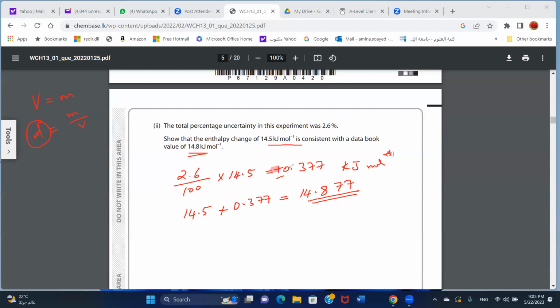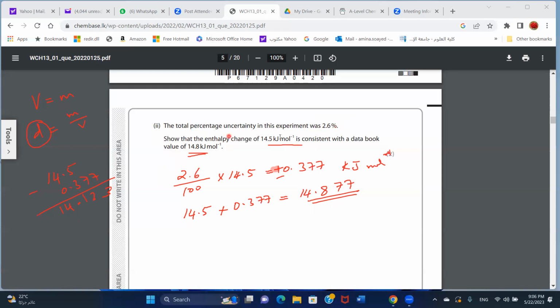So if you subtract it, 14.5 minus 0.377, what do you get? You get 14.1. And if you add it, you get 14.877, which means that the value in the data booklet is in between the values that we got experimentally. The 14.8 of the data booklet is in the range of 14.1 to 14.877 of the 2.6% uncertainty. Understand what I mean, Rudaina?